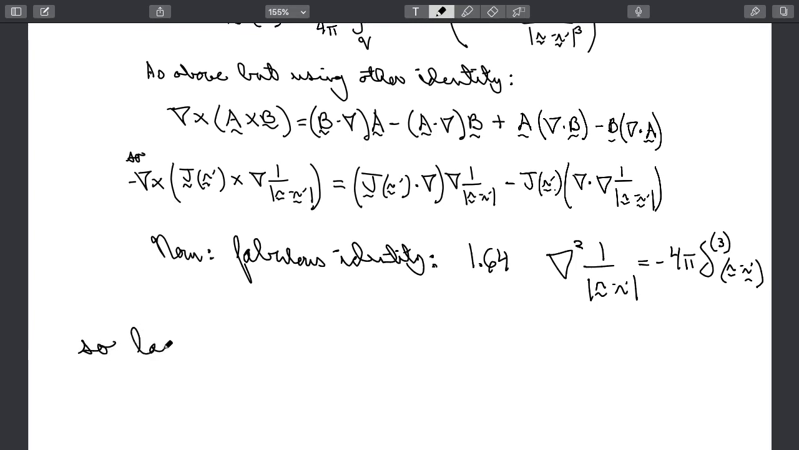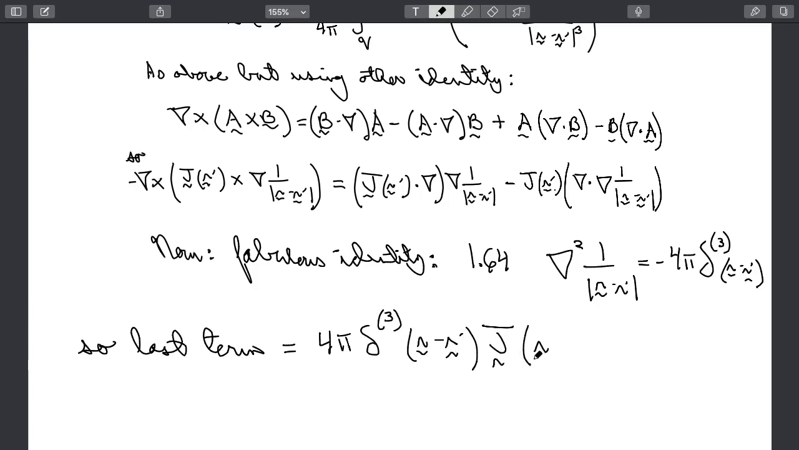So the last term, you see the last term here, I've got the divergence of the gradient, so just the Laplacian acting on 1 over r, but this is just minus 4 pi delta. So you see this thing here becomes just 4 pi delta of r minus r prime times the j. Okay, and here just to confuse you, I'll write j at the point r. Okay, this is the vector notation here.